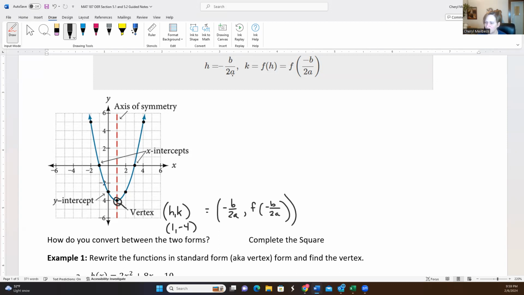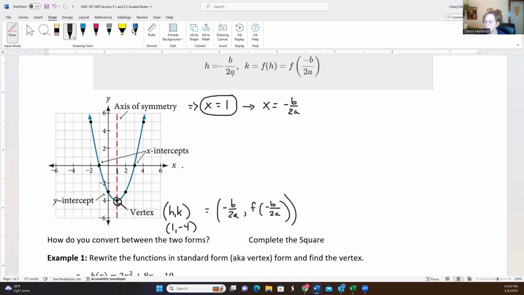Now, the axis of symmetry is the vertical line that goes through the vertex. The axis of symmetry is always of the form x equals some number, and the number that it equals is the x number. So in this case, my vertical line crosses the x-axis at 1, so the equation of the axis of symmetry is x equals 1. It, of course, can be found by doing x equals negative b over 2a if you're in the general form of your quadratic function.